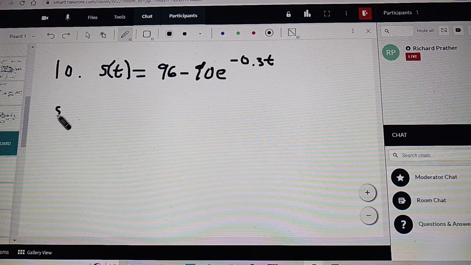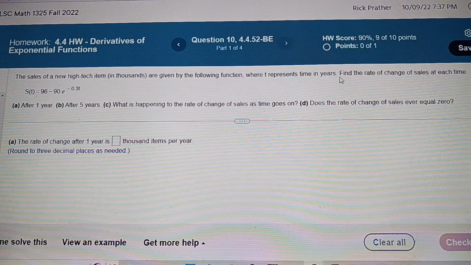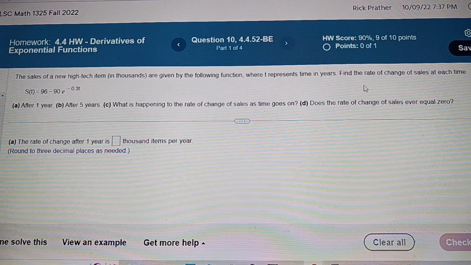We're definitely going to be doing the derivative off the bat. And let me reread the parts again. Well, it says find the rate of change. I thought that might be a part A, but that's the directions for all the parts. Find the rate of change after 1 year, after 5 years, and then so on. So part A, the rate of change after 1 year. Round to 3 decimal places.